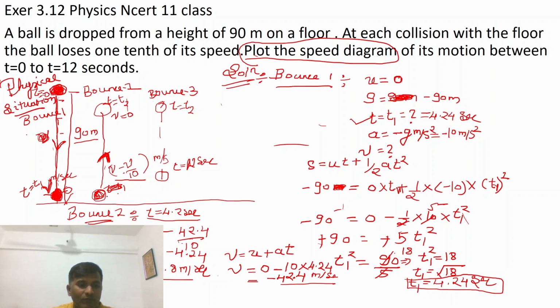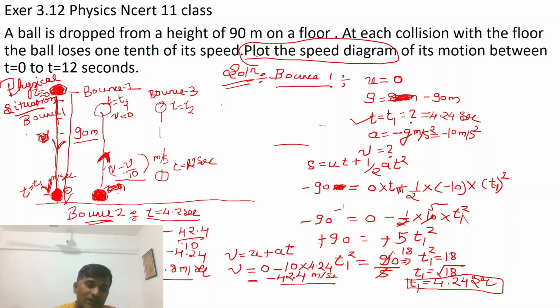Now what will happen? It will bounce back. While bouncing back, with each bounce, the velocity is reduced by 1/10. Whatever was the velocity here, it will reduce by 1/10 of that value. That means 42.4 was there, so it will reduce by 1/10 of that. 42.4 divided by 10. So what will be the velocity? 37.8 meter per second. That means with 37.8 meter per second, it will rise.